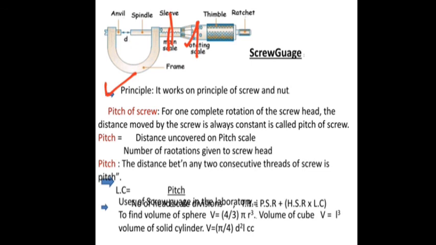Now, the pitch of the screw is given by the distance moved for one complete rotation. If you rotate this for one rotation, how much distance is moved on the pitch scale? That is called the pitch of the screw. So it is the distance uncovered on the pitch scale divided by the total number of divisions.